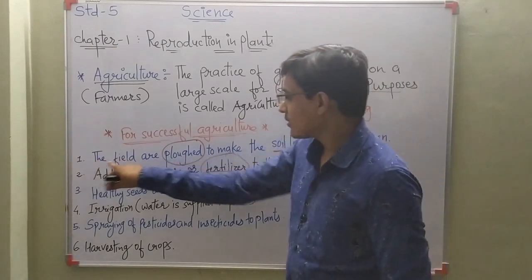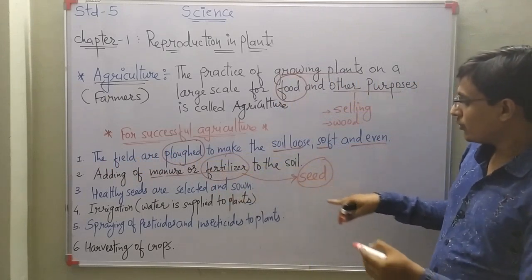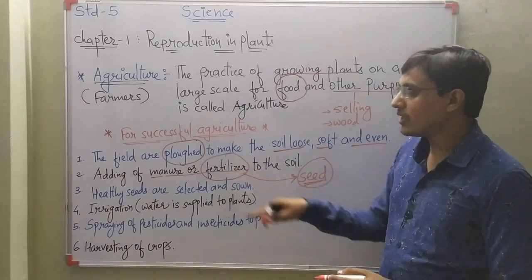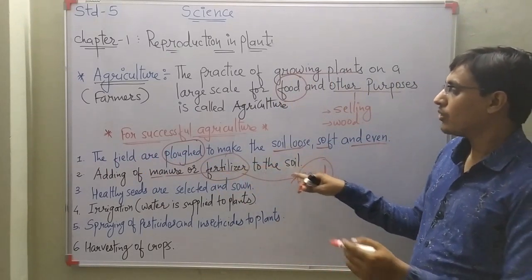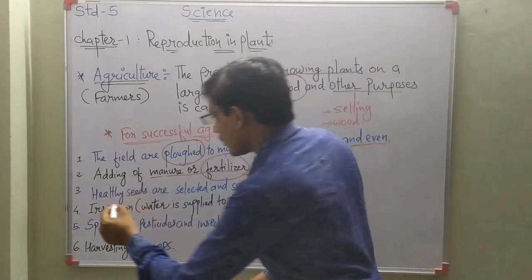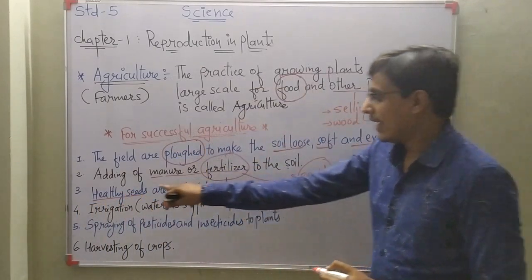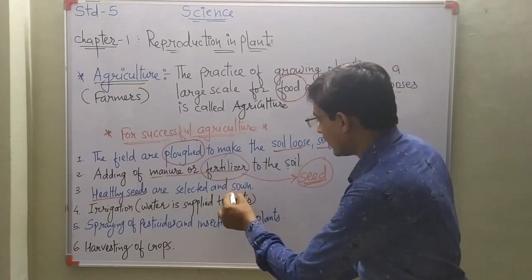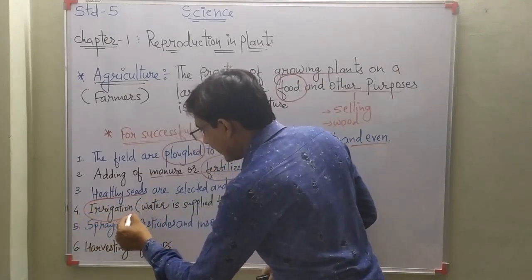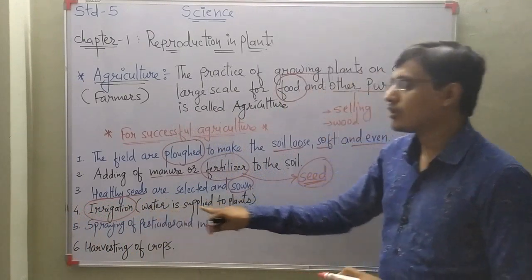So the first point is ploughing of the soil, second is fertilizer. Why are we adding it? For the nutrition of the seed. Okay, the seed needs nutrition, so we are adding a fertilizer to the soil, so our soil gets fertilized. Third point is selection of a healthy seed. Okay, this is one more important point. Healthy seeds are selected and sown inside the soil. Fourth one is irrigation. After sowing the seed inside the soil, what do we have to give? We have to supply enough water to it.